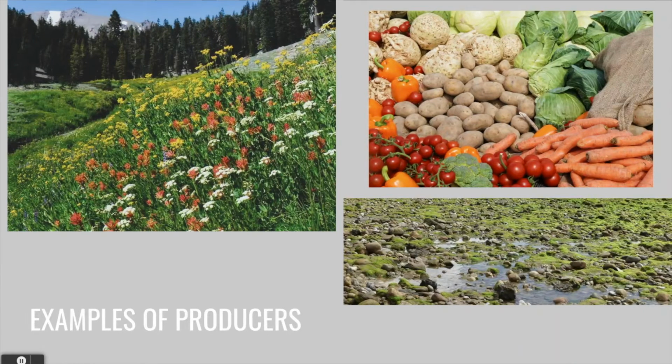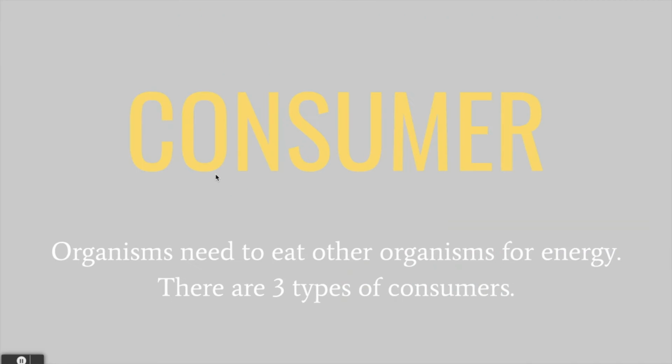They use the sun's rays and, through the process of photosynthesis, are able to make their own food and use that food for energy to be able to grow. Once they grow, they can provide food for other organisms in our food web. The organisms that they provide food for are called consumers. Consumers are the organisms that need to eat other organisms for energy.